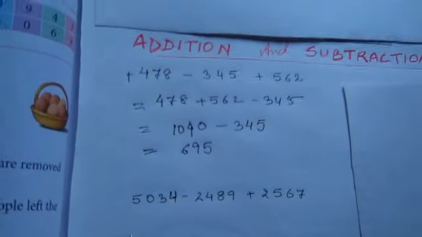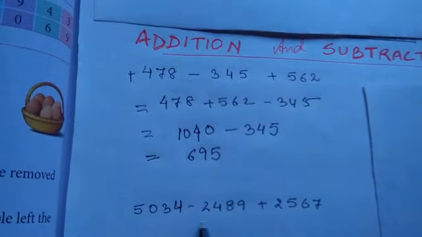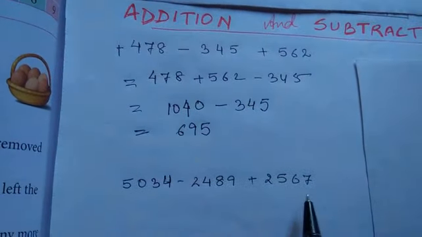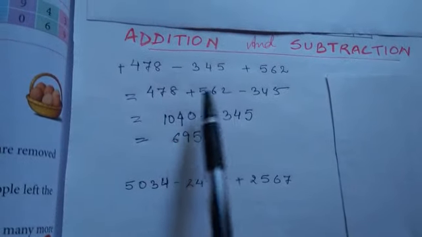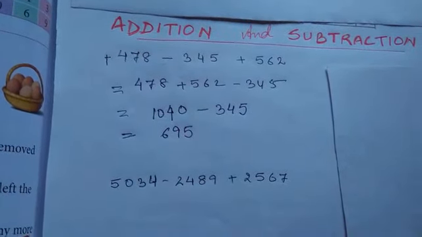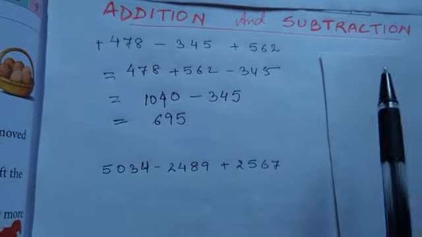Now there is another question I have taken. This is a 4-digit question: 5034 minus 2489 plus 2567. You may get the proper answer if you subtract first, but there are chances you may not, and that is not the proper way. So you need to do the addition first and then subtract.